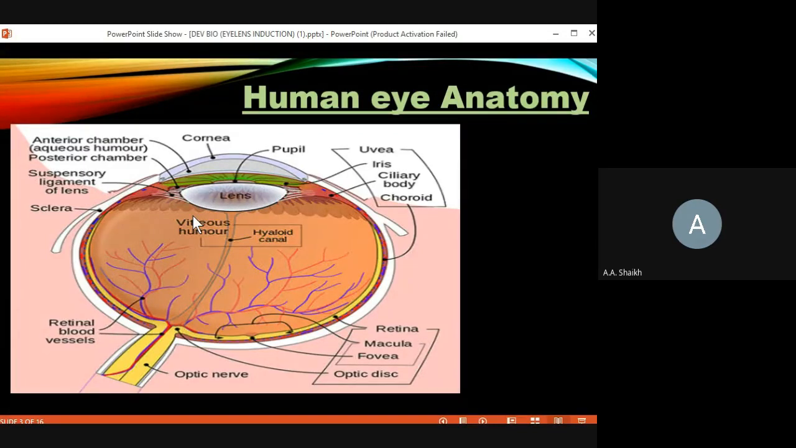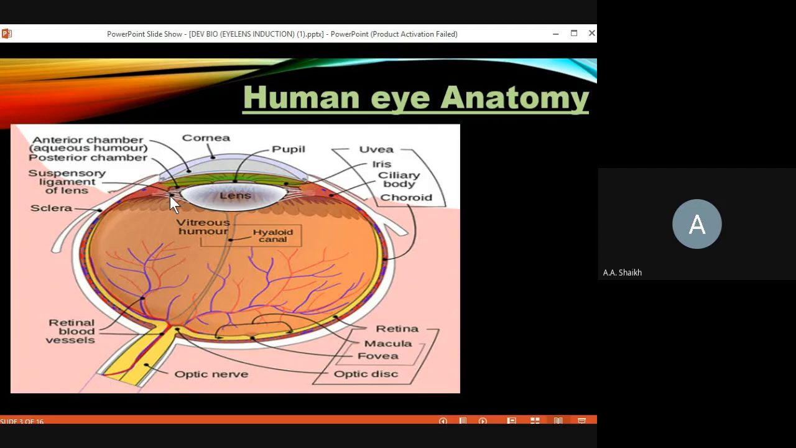And also, the iris is present in the outer section, and the pupil is present, and the most outermost section, which is present here, is called the cornea. So this completes the entire structure or the anatomy of the human eye, as we want to study the eye lens induction. It was just a brief introduction to the human eye anatomy.